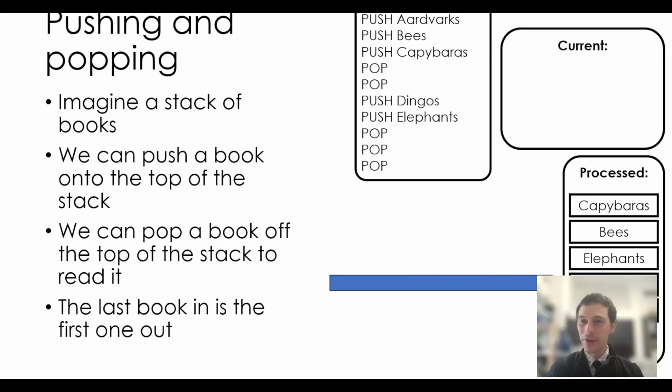And also, what do you notice about the order here? The order doesn't match the order that they went in because they get reversed. Here, I popped twice. I popped bees and capybaras, so they ended up in the reverse order. And then I popped the dingoes and elephants off, so they ended up in the reverse order. And then aardvarks was the one that was at the bottom of the stack the whole time.